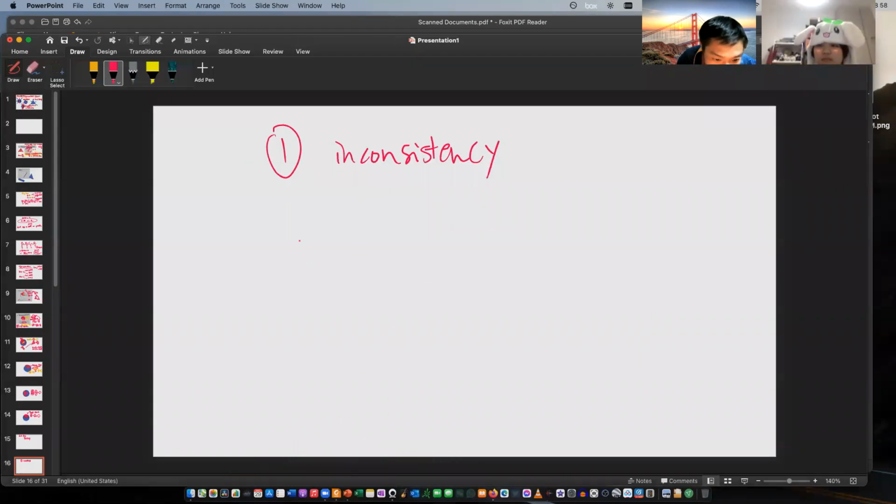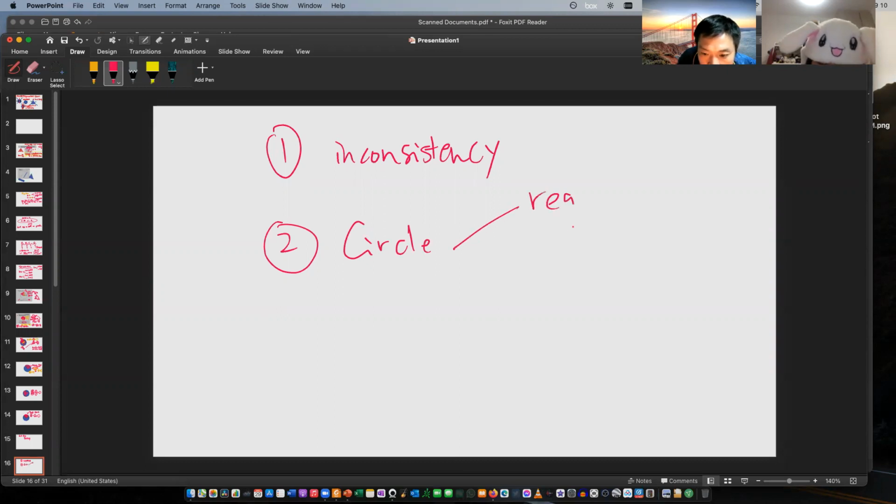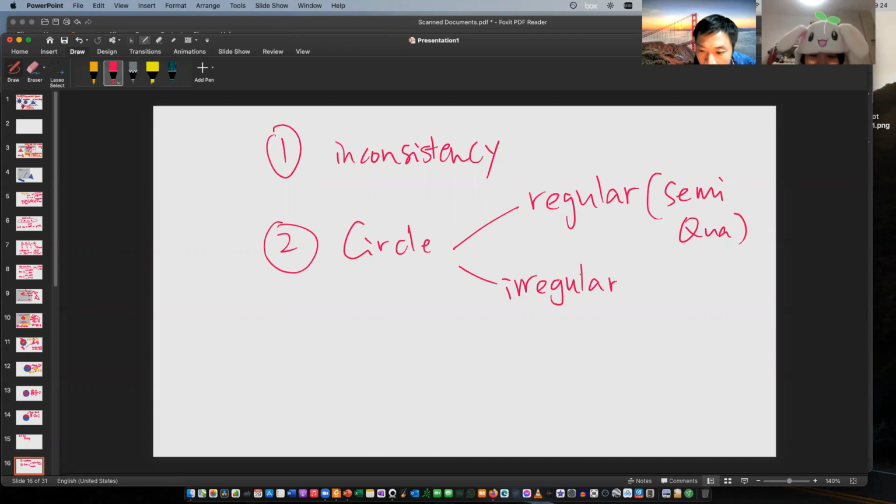Okay, so the second area for improvement is the circle. You have regular shape, that one I know. Regular shape is semicircle. And then irregular shape. How come you're on and off? Just get it right. And then irregular shape.